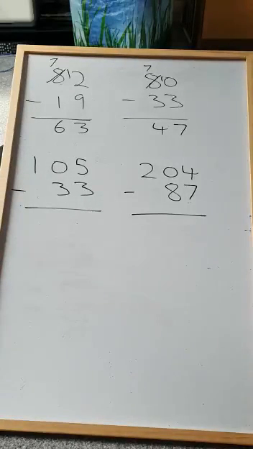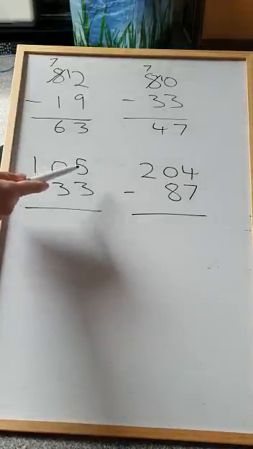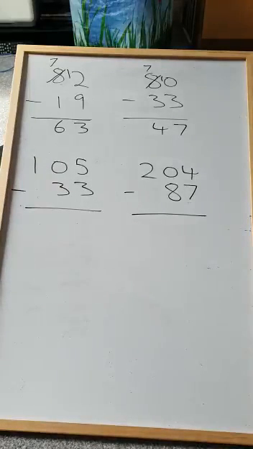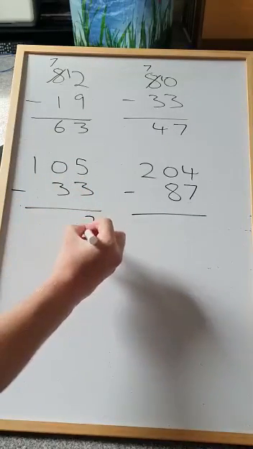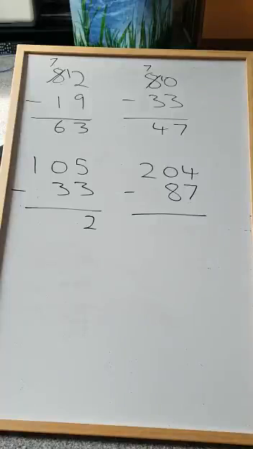So we've got 105 take away 33, 5 take away 3. We can already do that, so we do not need to borrow anything. So 5 take away 3 is 2. Look at our next column, our tens column. We've got 0 take away 3. We cannot do that, so we need to borrow from the next column across, which is our hundreds column.